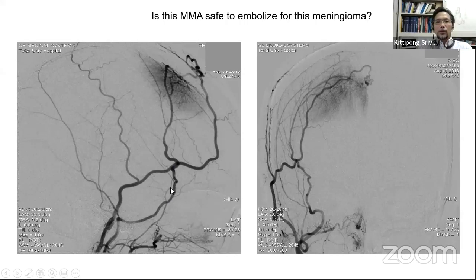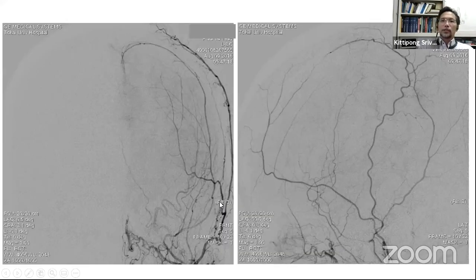Okay, so after listening to this lecture, you might say, oh, you have to be careful of the ophthalmic artery, but you don't see anything. It's usually around here, superior orbital fissure, remember? So it's usually around here, but you don't see anything. So you think it's safe to embolize? Yes, I think it's safe to embolize.